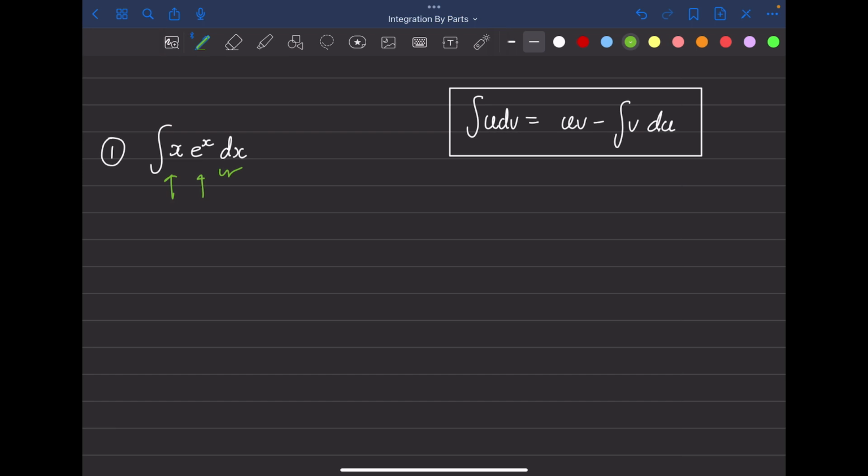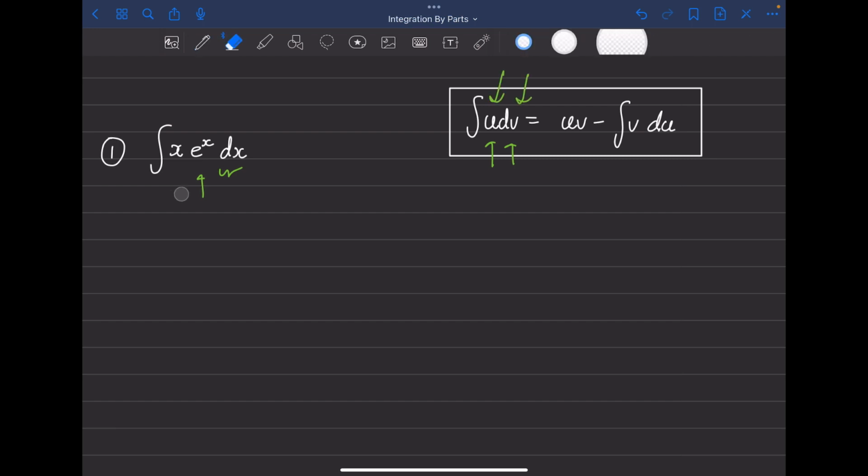Okay, so now the first step is to figure out what you want to declare as u and dv. I had this written down already because you have to memorize the integration by parts formula. If you do not know it, you would not be able to solve any of these questions, so as your first step, you have to memorize it and be able to write this down over here. Okay, now our actual first step, like we said, is that you have to declare what u is and what dv is.